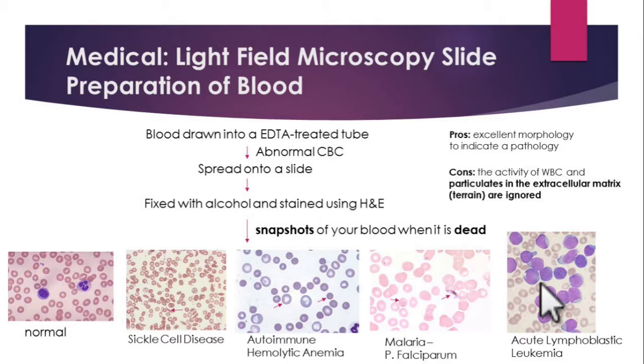So the pro of this technique in the medical industry is that it's excellent morphology to indicate a specific pathology. But the con is that since we stain it and fix it, the cells are no longer live and we cannot see the activity of the white blood cells, and anything in the extracellular matrix is deemed artifact. But as we know, anything that surrounds the cells, for example plaque, is of clinical significance.